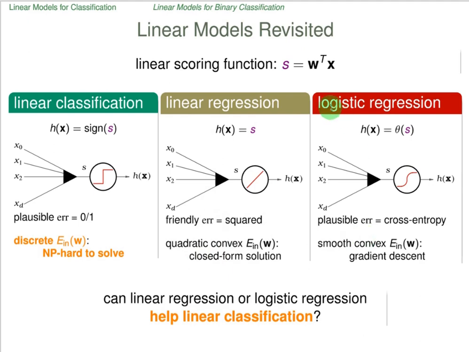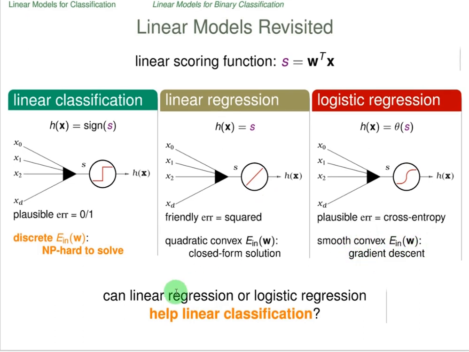What about the logistic regression? Logistic regression uses the cross-entropy error function to obtain the optimal hypothesis weights. The cross-entropy function is also smooth, convex, differentiable, and the minimization of this cross-entropy is obtained using an algorithm called gradient descent.